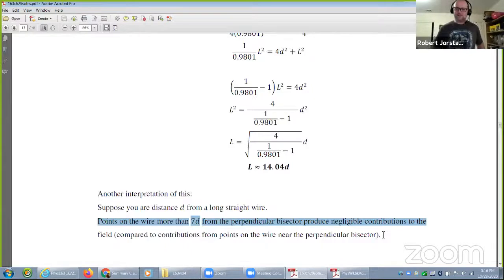Now, this is tricky. What if the wire doesn't even go to the perpendicular bisector? Then it's a harder question. But this is just a rule that you can use to estimate. So if I wanted to make an infinitely long wire, I would want it to be probably about 20 times longer than my maximum distance from the wire.